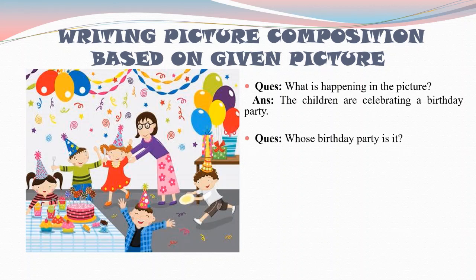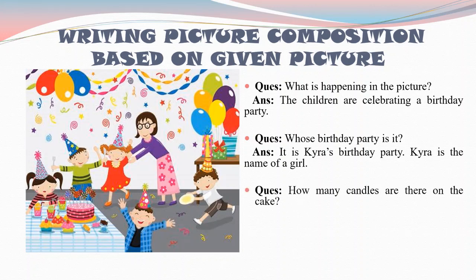Next question is, whose party is it? It is Kyra's birthday party. Kyra is the name of a girl. How many candles are there on the cake? There are 7 candles on the cake.